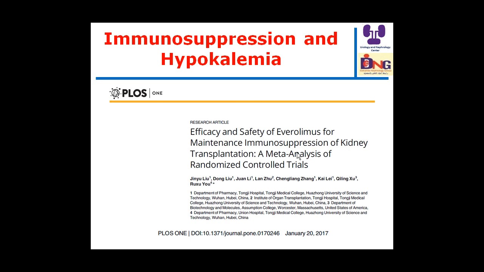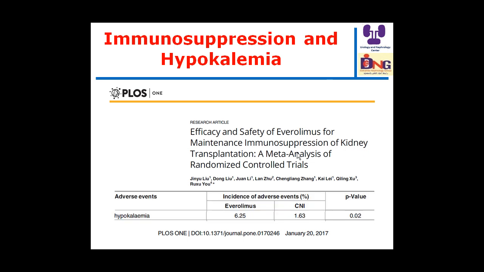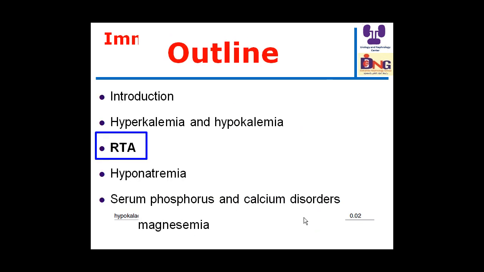If I ask you what is the prevalence of hypokalemia in relation to immune suppressive use, is it more common with calcineurin inhibitors or mTOR inhibitors? Calcineurin inhibitors cause hyperkalemia, so mTOR inhibitors cause hypokalemia. This is the prevalence in this meta-analysis: the percentage of hypokalemia with everolimus is 6%, and it is 1.6% with the calcineurin inhibitor. The main problem with calcineurin inhibitors is hyperkalemia, but you can find hypokalemia in 1.6% of the cases. So again, we should monitor electrolytes.